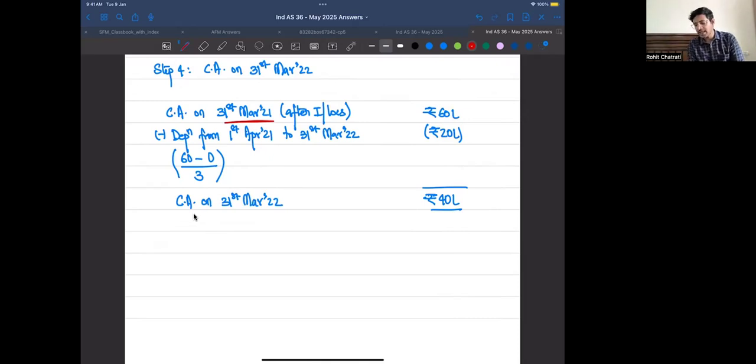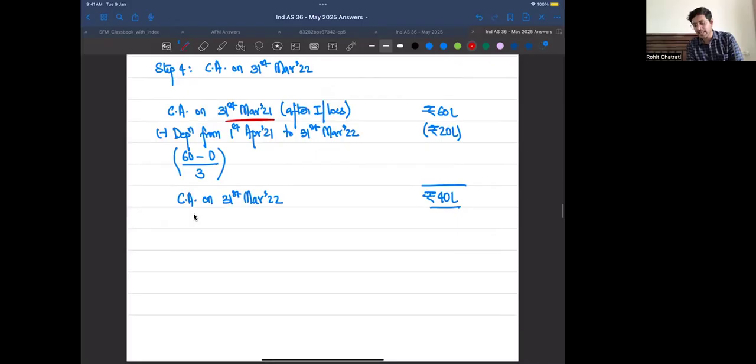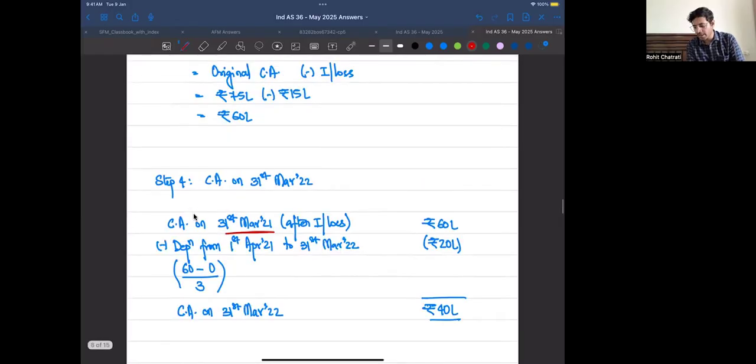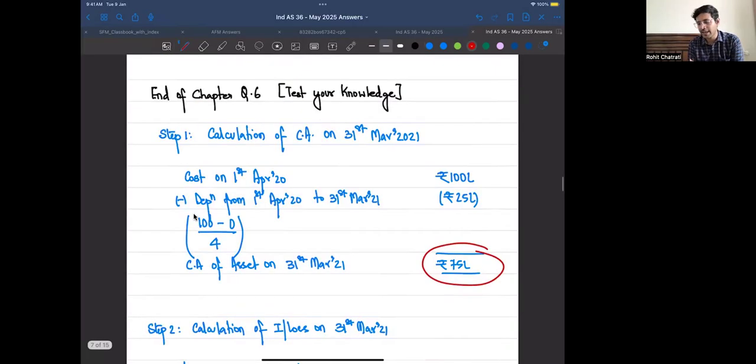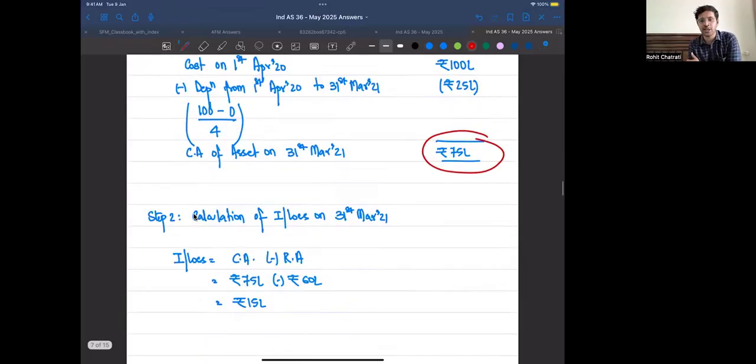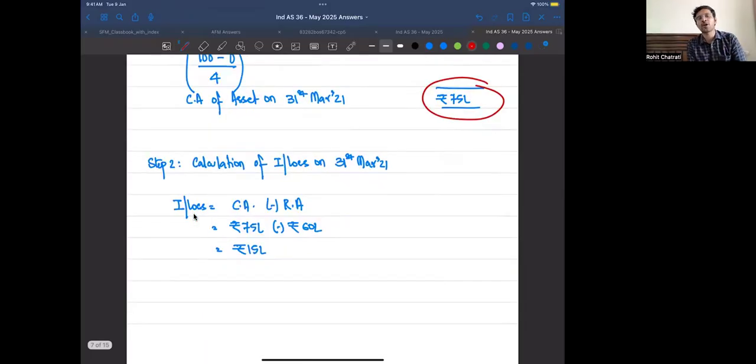Now, if you notice, the depreciation for year 2 is 20 lakhs, whereas the depreciation for year 1 was actually equal to 25 lakh rupees. The reason why the depreciation changed is because you recognized an impairment loss in year 1. Because you recognized an impairment loss in year 1, the depreciation has changed prospectively.